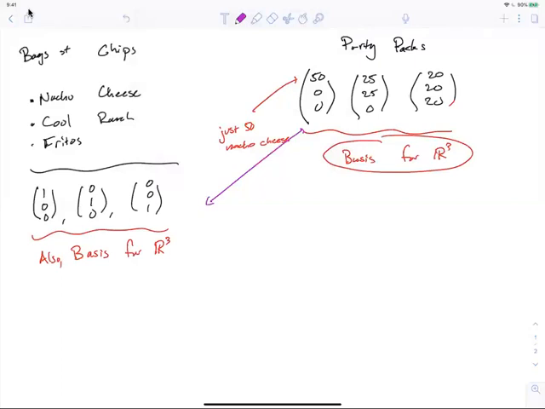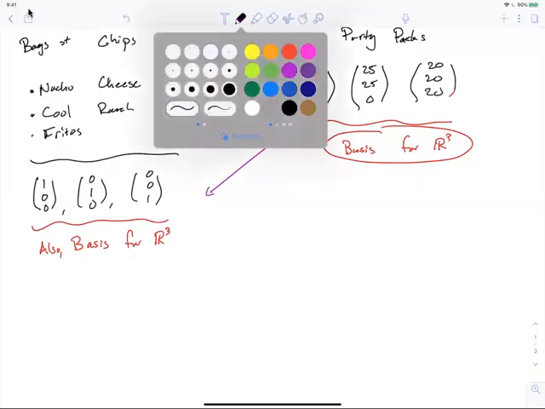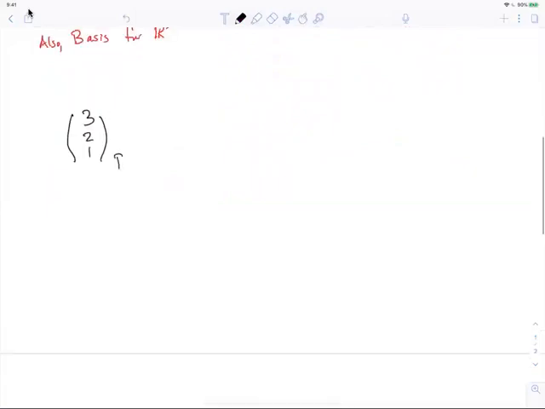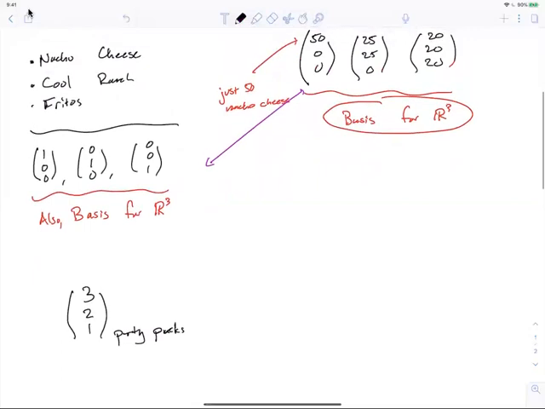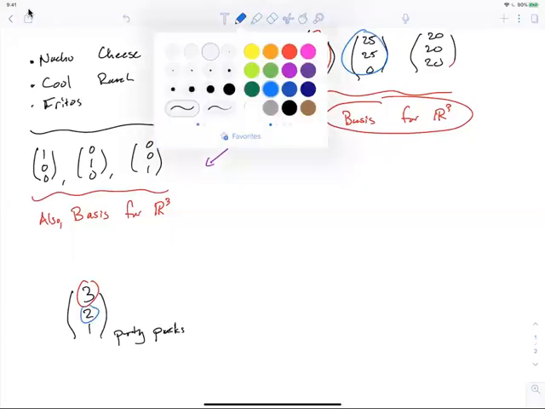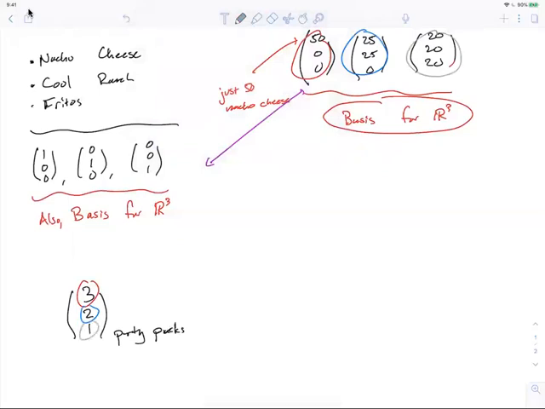So let's go through that first example first. If I give you some number of party packs, so maybe as a first example, suppose we have 3, 2, and 1. So this just means we're going to have this number of party packs. This says we have 3 of the first kind, and 2 of the second kind, 2 of just the Doritos ones. And we also have 1 of this mixed bag. So we want to be able to express how many of each type of chips we have, in terms of just bags.